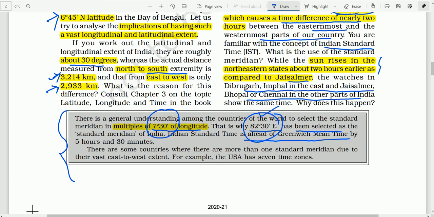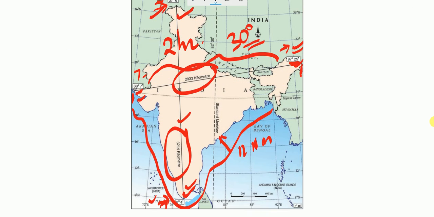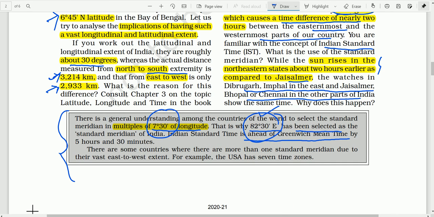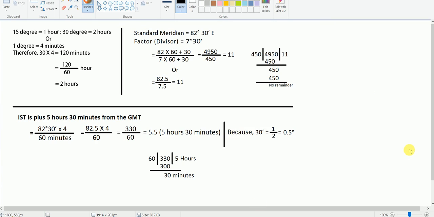So we may examine this map and see here. This is the standard meridian of India, and if time along this meridian is 9:30 a.m., then everywhere in India it is 9:30. That is why the watches show the same time. And about the selection of the meridian, here we have one calculation. These are the things you have to know.